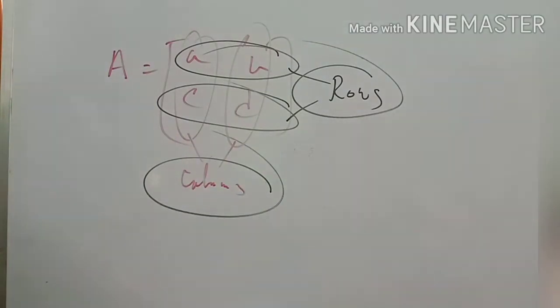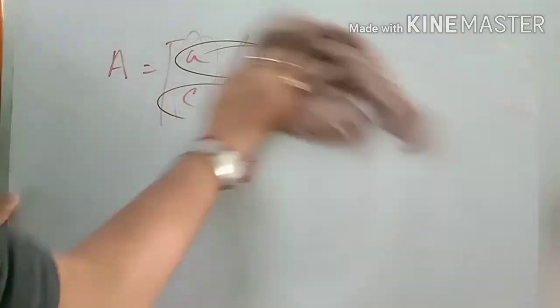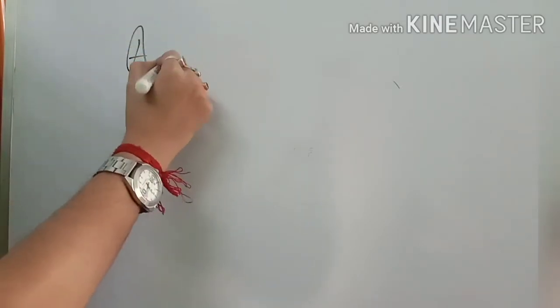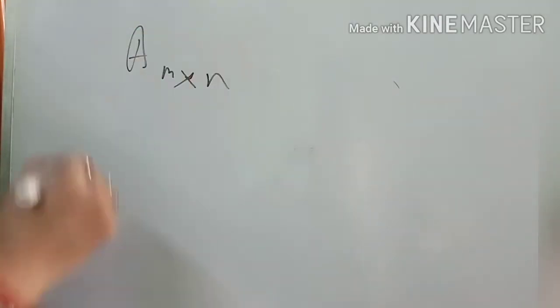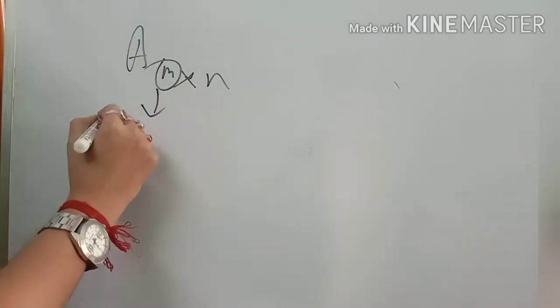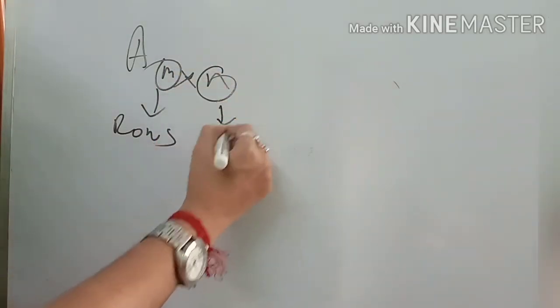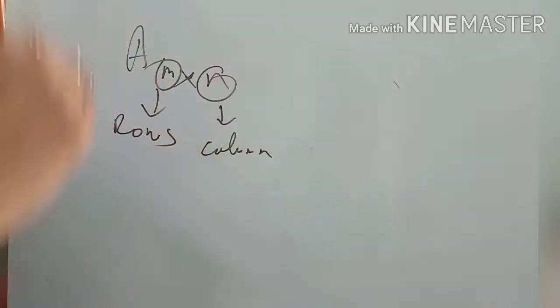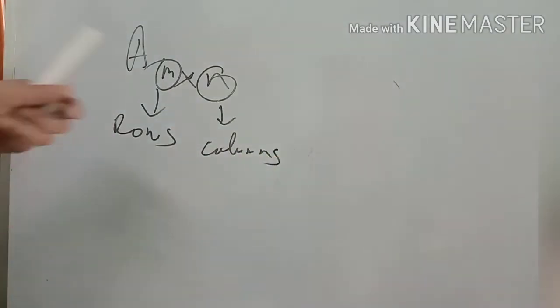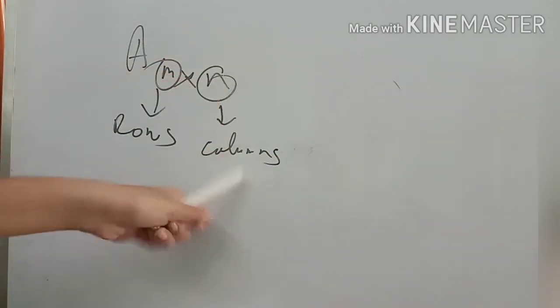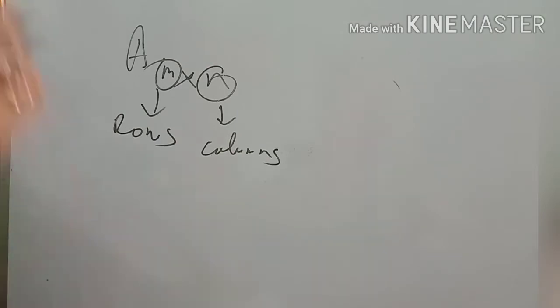What is m cross n stuff? Okay, m cross n. Now it is written m cross n. Now this m is representing the number of rows. Clear? Okay. And this n is representing the number of columns. So what is m? Rows. What is n? It's columns. Clear? Fine. Now for the condition for multiplication, we need to understand.